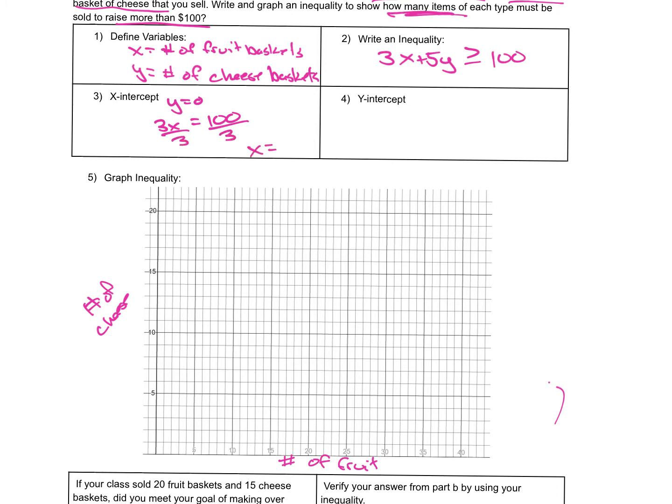Now this one's not going to work out super nice, so we're looking at 33.3 repeating. And if we look at the y-intercept, that's when x equals 0. So if x equals 0, that gives us 5y equal to 100, divide by 5, and y equals 20. So that's going to tell us if we're going to buy cheese baskets on the y-axis, we need 20 baskets. If we're looking at x baskets, we're going to want 33.3, so 31, 32, 33. So that's going to be somewhere over here. And graph our line.